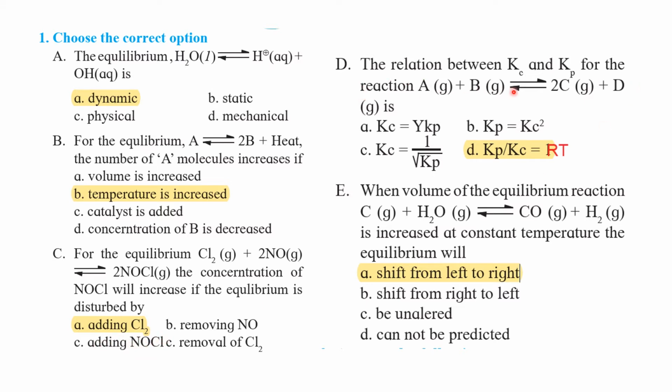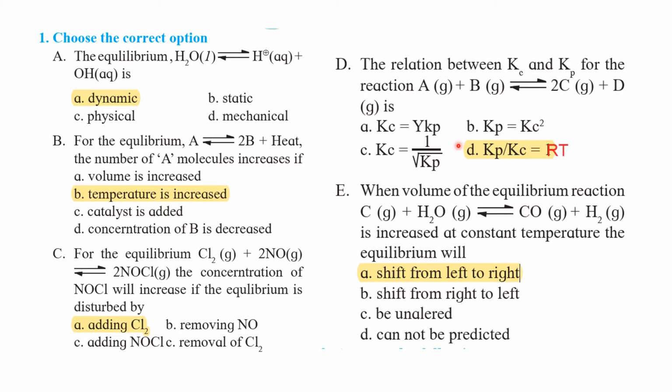D. The relation between Kc and Kp for the reaction A + B ⇌ 2C + D is, here in the reaction we have to see the number of moles. The relationship between Kp and Kc is Kp = Kc (RT)^Δn. Here Δn is the number of moles of product minus reactant, 3 minus 2, which is 1. So Kp = Kc (RT)^1, or we can write Kp/Kc = RT.